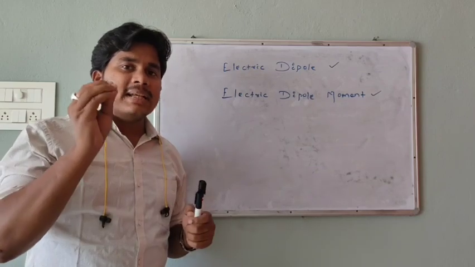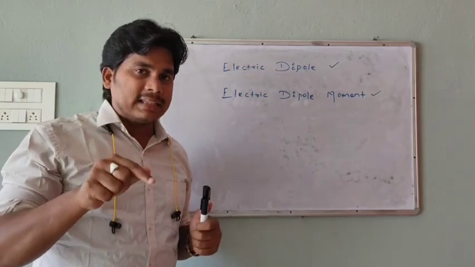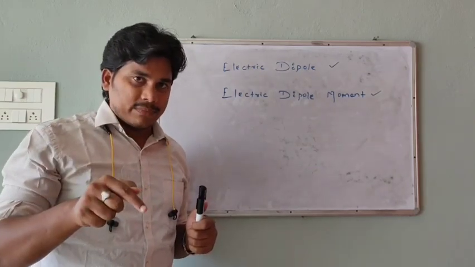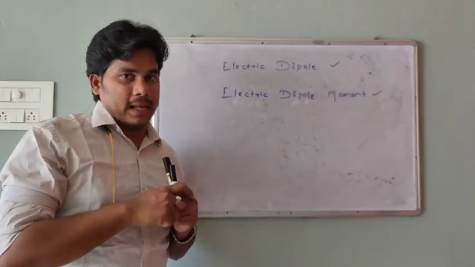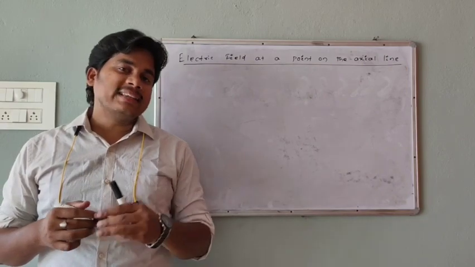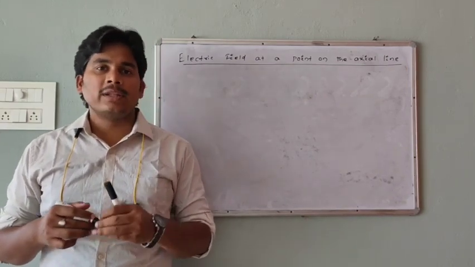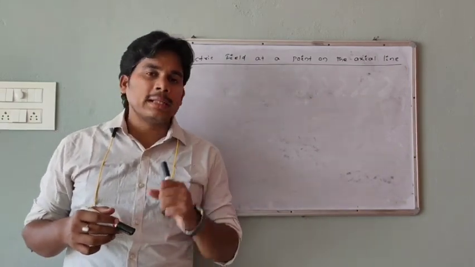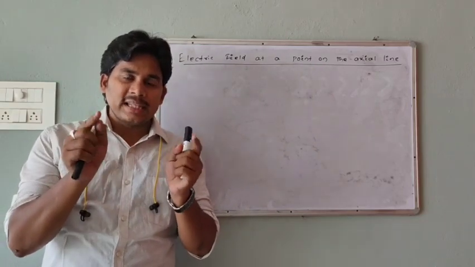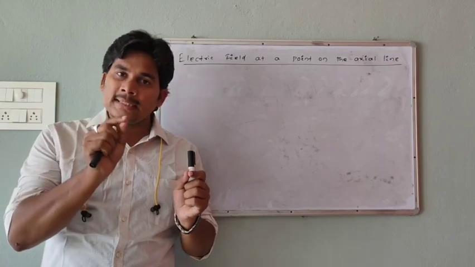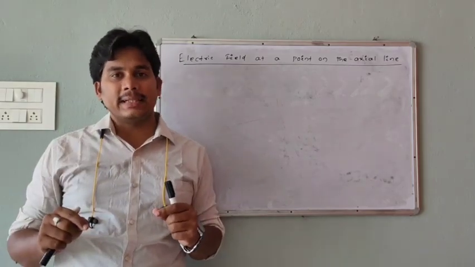And remember, based on any point, we can find the electric field intensity for the axial line and also for the equatorial line. Now we will find the electric field intensity on the axial line. What do you mean by axial line? It is a line which joins the two charges and passes through the center of the electric dipole.